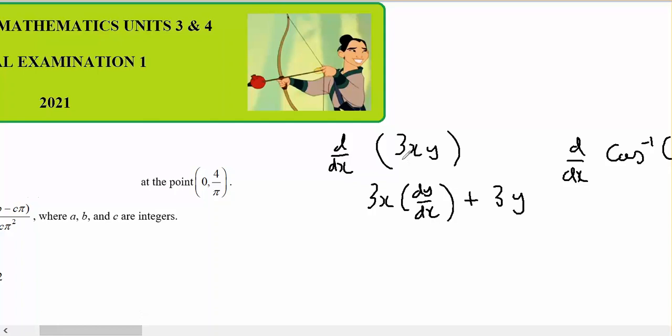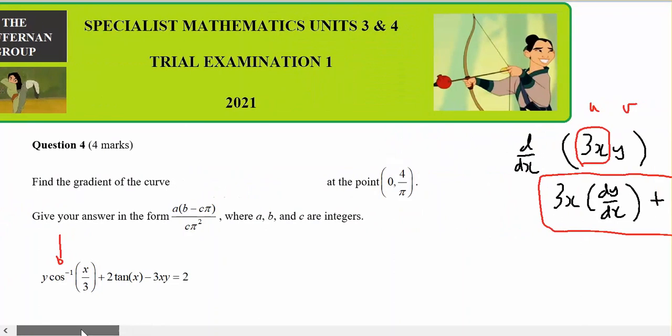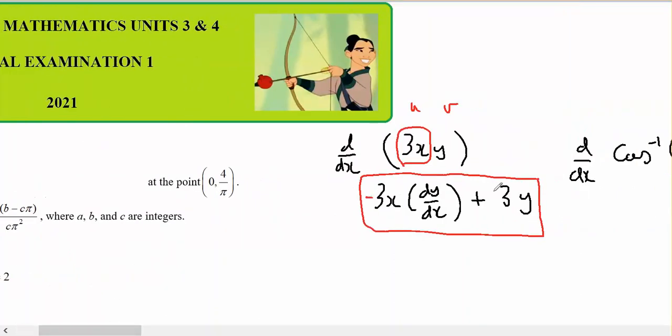So I've looked at 3x being u and y being v. So I've got u times v dash, so 3x times dy/dx, plus the derivative of u is 3 times y. So that is the derivative of this part, but of course they're both going to be negative.